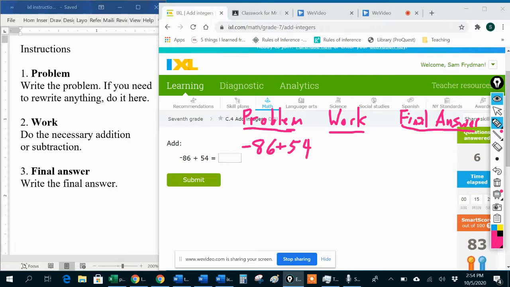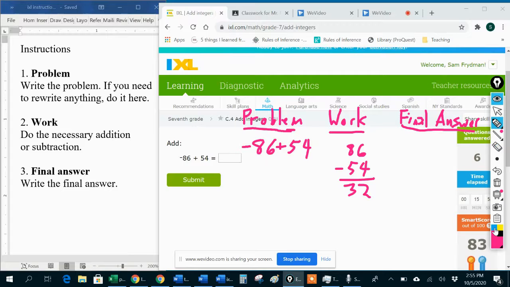I'm going to subtract. So always, always, always put the bigger number on top when you're subtracting. Even though the 86 had a negative in front of it, I'm just going to put the 86 on top, put the 54 below it. I'll put that minus symbol in front of the 54. Okay, so I'm just going to do the subtraction here. And then I have to decide, should my final answer be positive or negative?